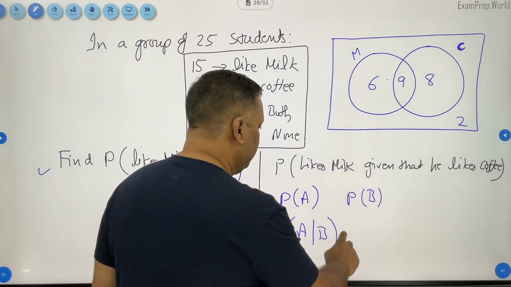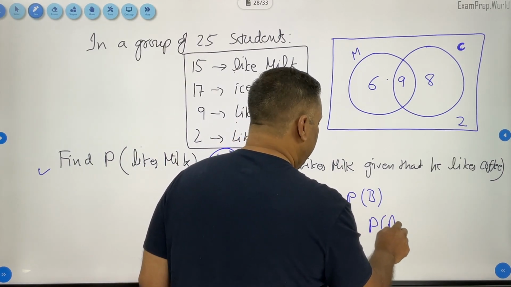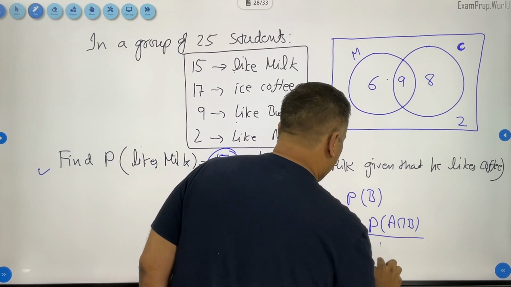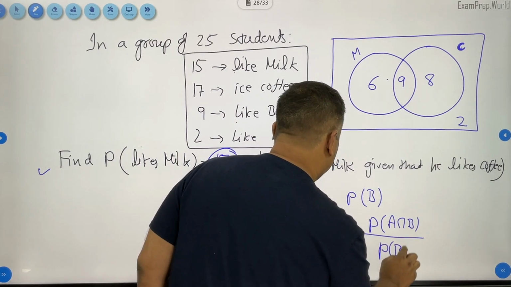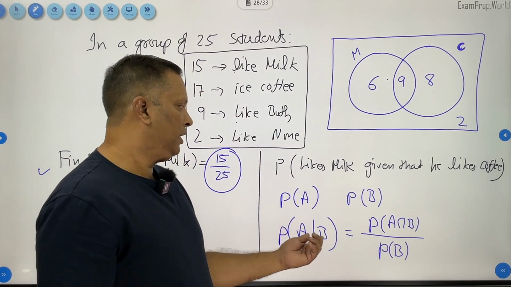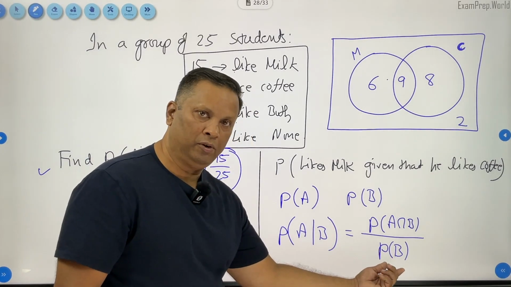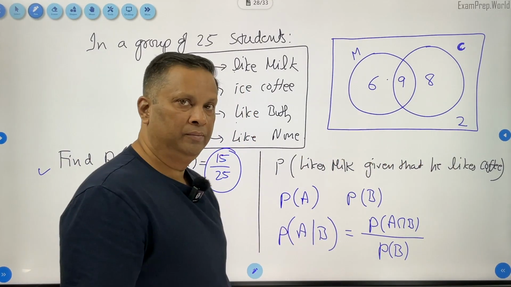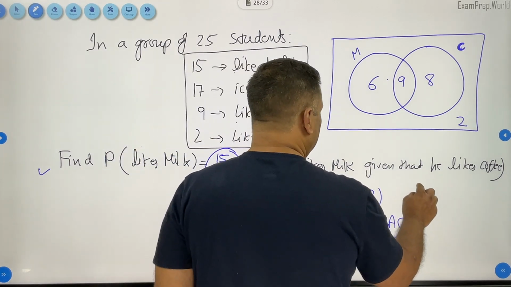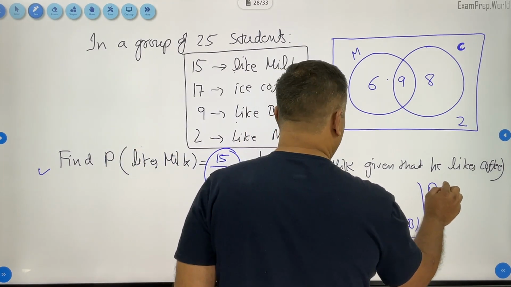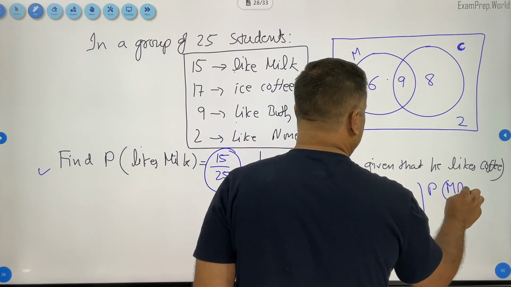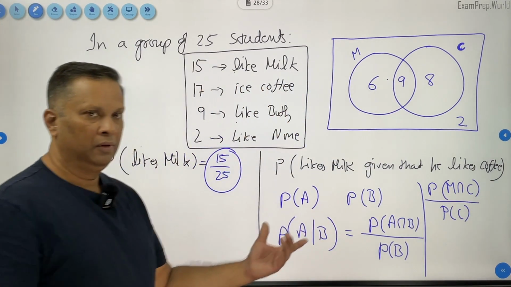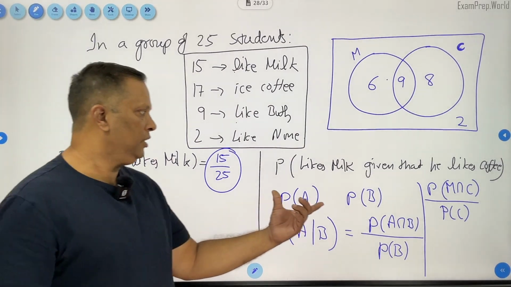Now how do you calculate this? It is the probability of A intersection B, which is the common area of A and B, divided by the probability of B. Probability of A given that B has already happened, so B should come in the denominator. In our case, he likes milk given that he likes coffee, so it should be probability of milk intersection coffee divided by probability of coffee. You understood? That is how we write conditional probability.